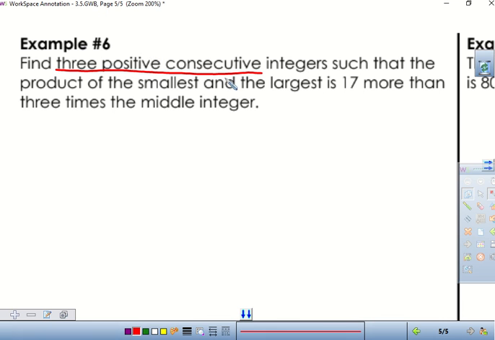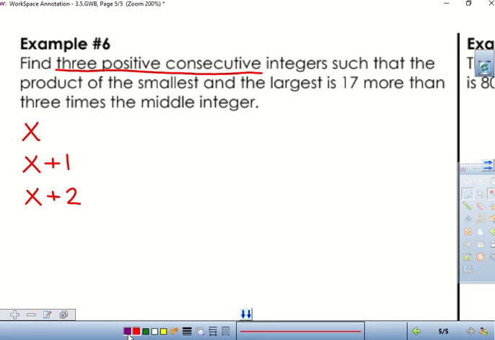So it says, find 3 positive consecutive integers. So that's like 4, 5, 6, or 7, 8, 9. When you take consecutive integers, what is the spacing between each of those numbers? It's the same, and it's 1, right? So you're always going up by 1 when you're talking about consecutive, correct? So let's pretend our first consecutive integer was x. What would the next one be? x plus 1. The next one would have to be x plus 2. So these 3 expressions represent your 3 consecutive integers.